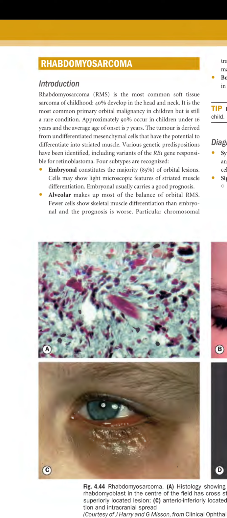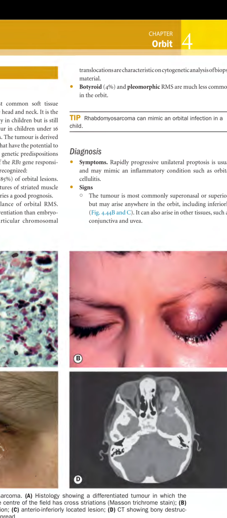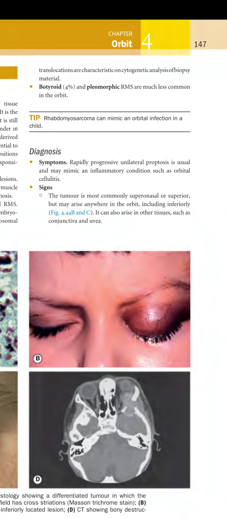Alveolar makes up most of the balance of the orbital RMS. Fewer cells show skeletal muscle differentiation than embryonal, and the prognosis is worse. Particular chromosomal translocations are characteristic on cytogenetic analysis of biopsy material. Botryoid, 4%, and pleomorphic RMS are much less common in the orbit. Rhabdomyosarcoma can mimic an orbital infection in a child.